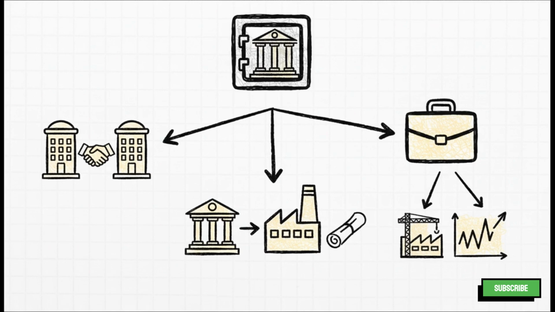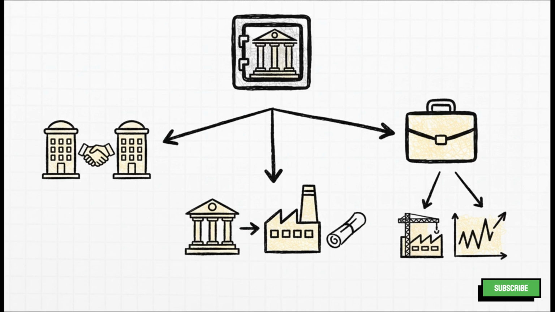Now, let's look at the capital account. This is where we track the big money movements for investments and loans. It includes things like external commercial borrowings, or ECBs, which is when Indian companies take loans from foreign banks. And most importantly, it includes foreign investment.